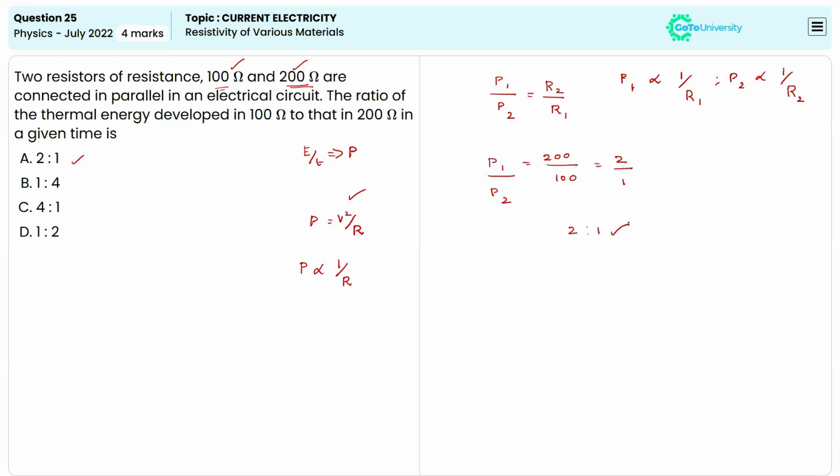So make sure whether they are asking the ratio of energy or the power. If it was only given, find the ratio of thermal energy developed, it's just energy. But here the question says, calculate the ratio of thermal energy developed in a resistor with respect to time, right? So we are calculating power. Just read the question twice, then answer the question. Okay, so here the answer is A.